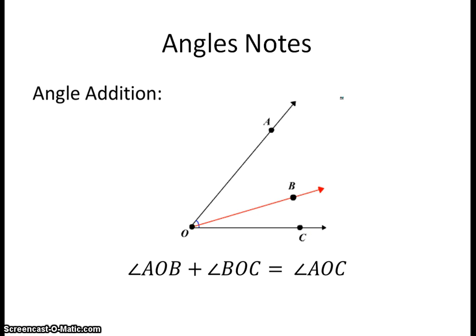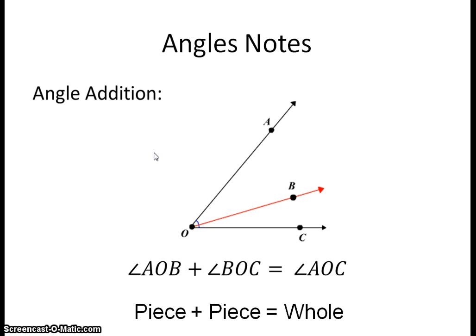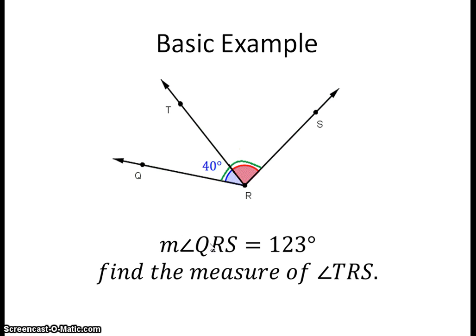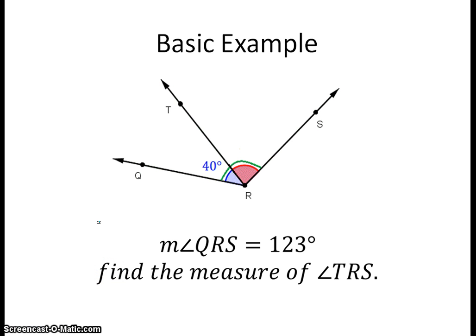So now we're going to look at a basic example of this. Just like with segments, piece plus piece equals whole. This one says that the measure of angle QRS is 123 degrees. So QRS, that's this whole thing. This entire thing is 123 degrees, and it wants us to find the measure of TRS.